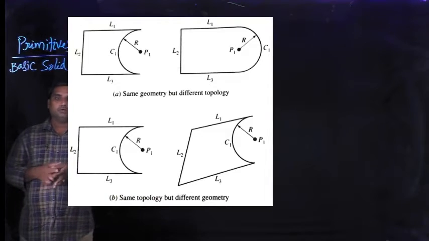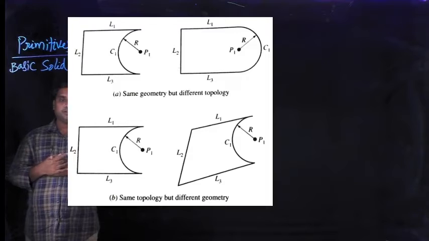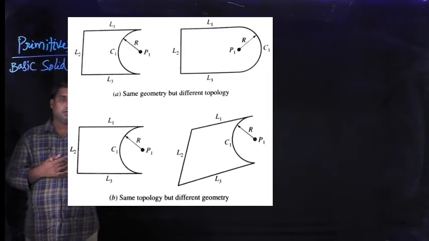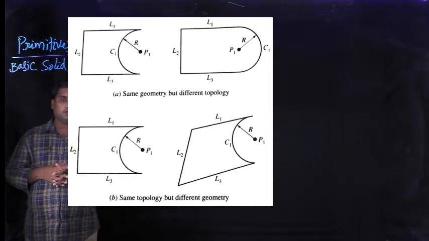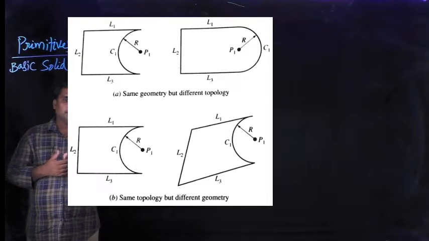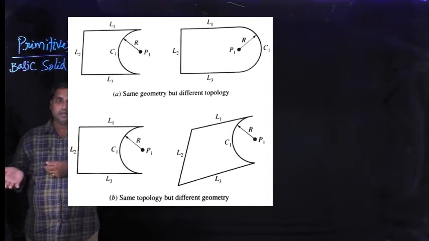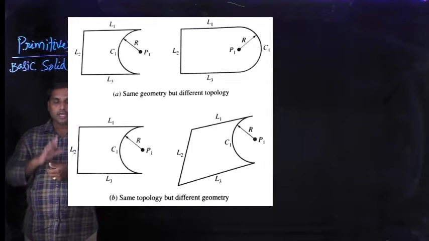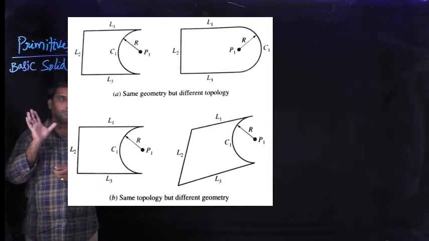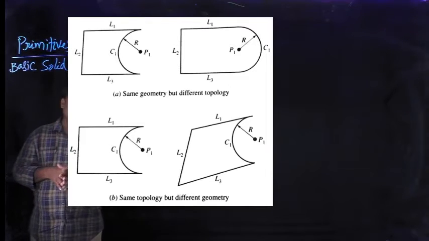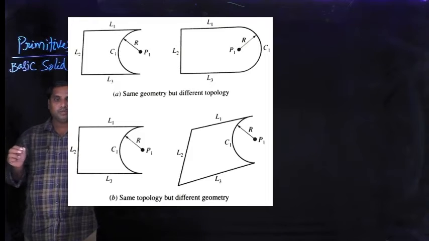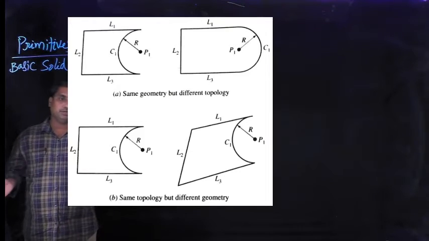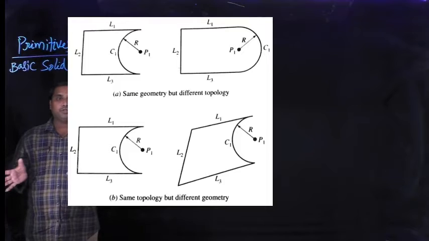In this example, if you observe, we have already considered three lines L1, L2, L3 and a circular arc C1. The three lines L1, L2, L3 and arc C1 are connected such that the circular arc is inside the three lines. On the right side, the same geometrical elements L1, L2, L3 with the same dimensions and circular arc C1 with the same dimension are connected such that the arc is outside of the three lines. So dimensions are the same, elements are the same, but they are different. Hence, it is called same geometry with a different topology.